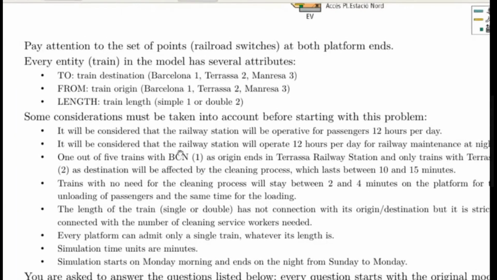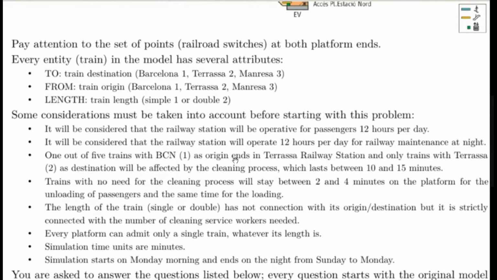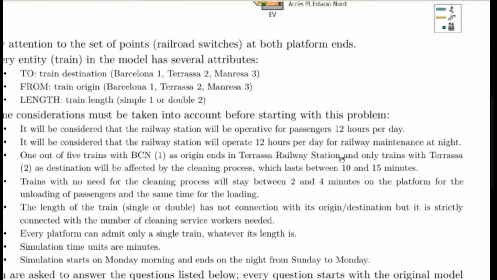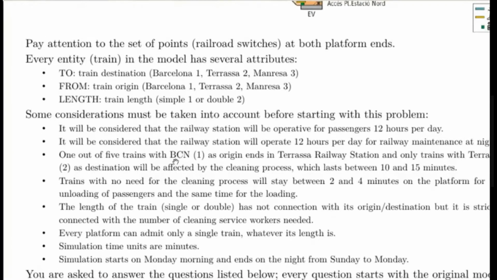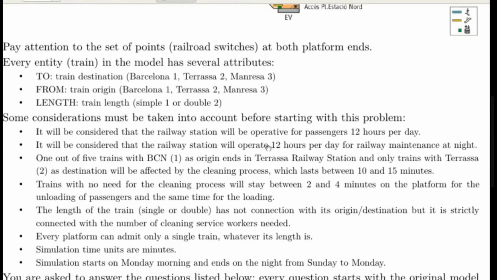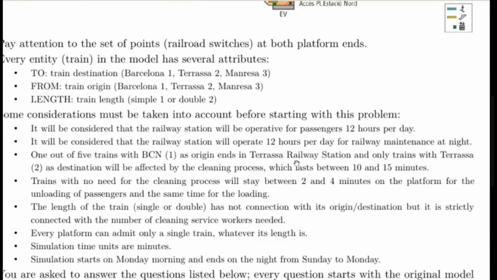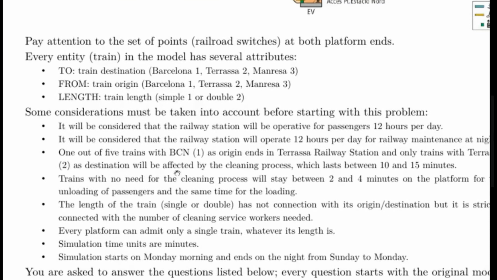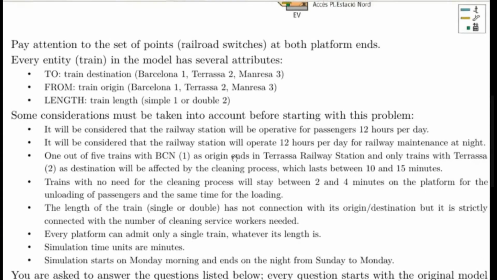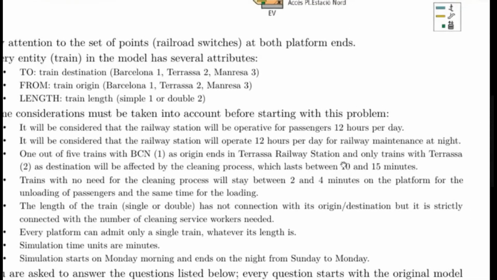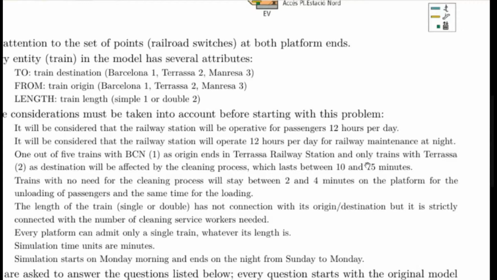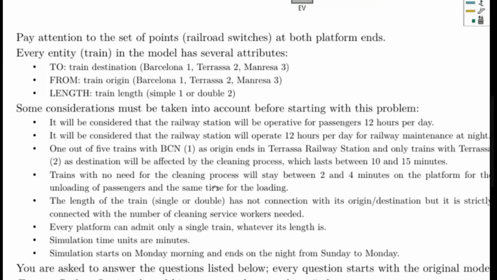Then 1 out of 5 trains with Barcelona as origin stops in Terrassa railway station. So we have the 20% of trains that come from Barcelona stops in Terrassa, right? And only trains with Terrassa as destination will be affected by the cleaning process, right? By the cleaning process, which lasts between 10 and 15 minutes. So we have a cleaning process that is done with long stay trains, right?